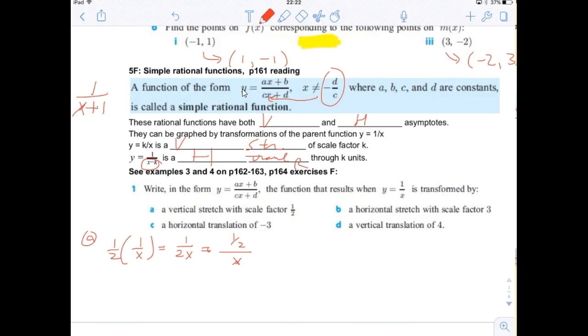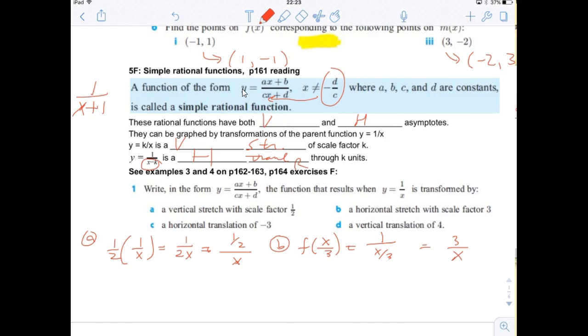Okay. Let's do B. A horizontal stretch with a scale factor of 3. Now remember, to do a horizontal stretch with a scale factor of 3, you basically put divided by 3 inside with the x here. So in this case, you would put 1 over, and instead of x, you would put x divided by 3. It looks kind of weird, doesn't it? I mean, if you simplified it, x divided by 3 is the same thing as multiplying by 3 over x, so it would end up being 3 over x.